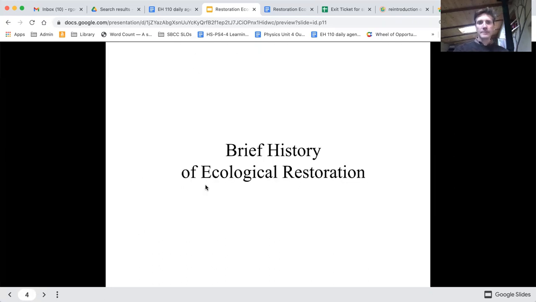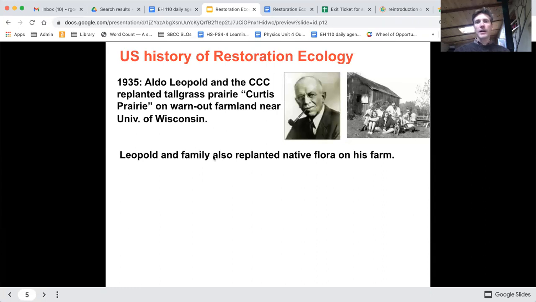A little history here. This really started in the 1930s. 1935, Aldo Leopold and the CCC, Civilian Conservation Corps. I know there's one part I'm missing, one part of that C there. They replanted tall grass prairie, Curtis Prairie, on worn out Wisconsin farmland. This land had been overworked and wasn't supporting crops, and it was ecologically restored using the native tall grass prairie.